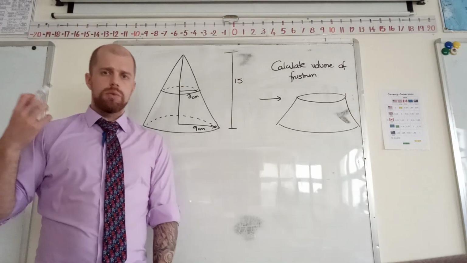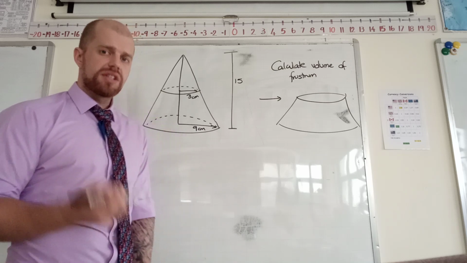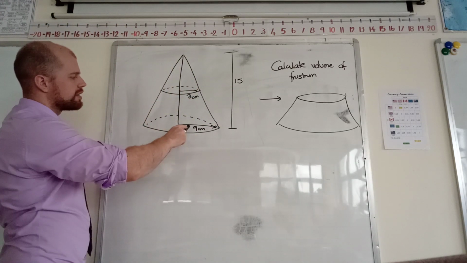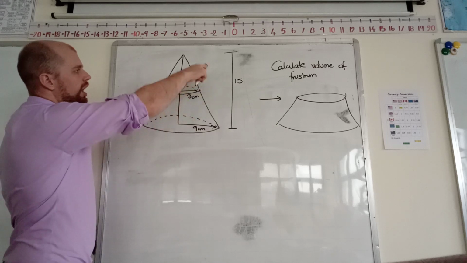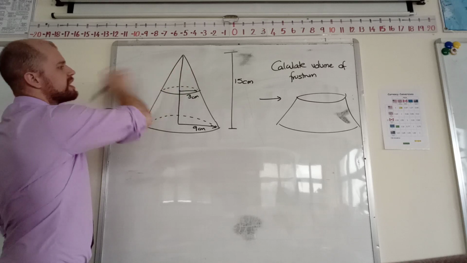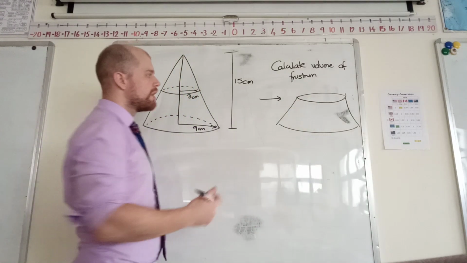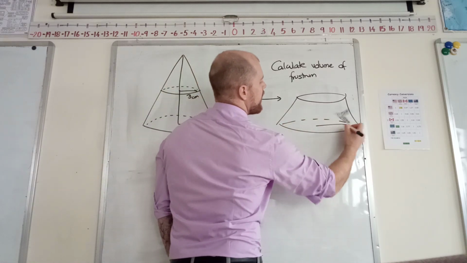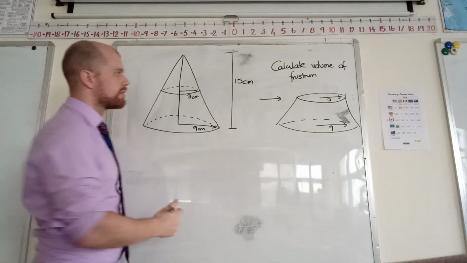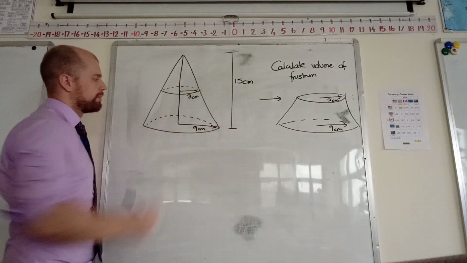So in this question here, we're looking at a typical GCSE level question to do with volumes and shapes. I've got a cone that has base radius 9 and height 15 centimetres. And what I'm doing is I'm going to remove this small cone and I want to calculate the volume of the remaining frustum, i.e. this shape has base 9 and top 3 centimetres, okay? So I'm just basically removing the top cone.